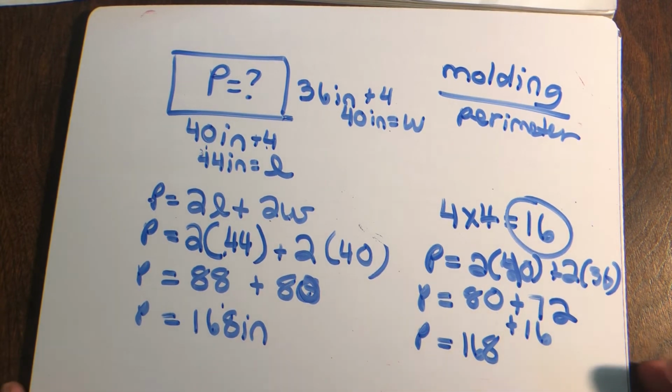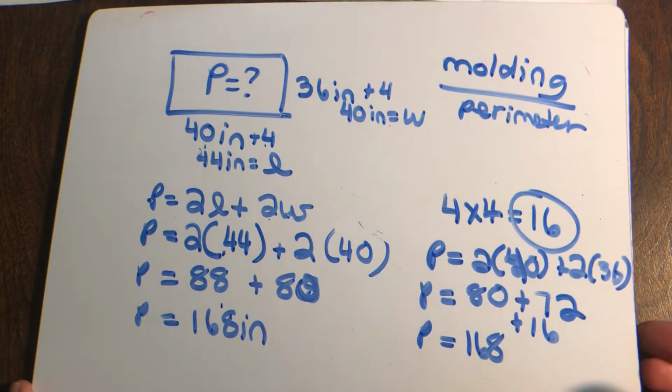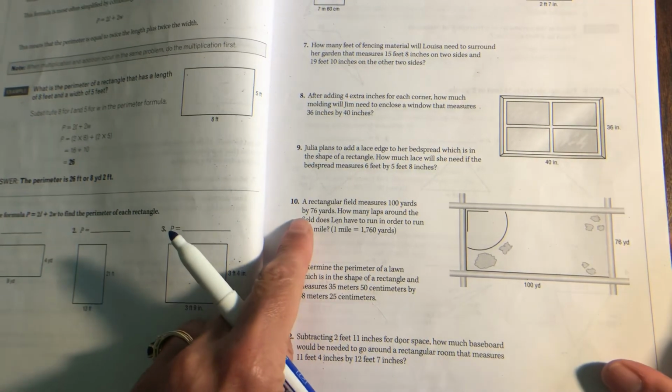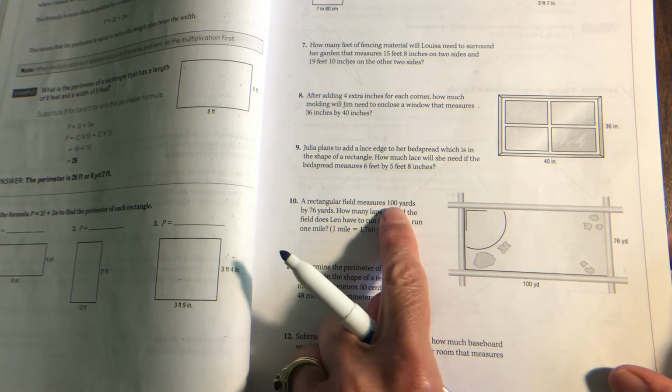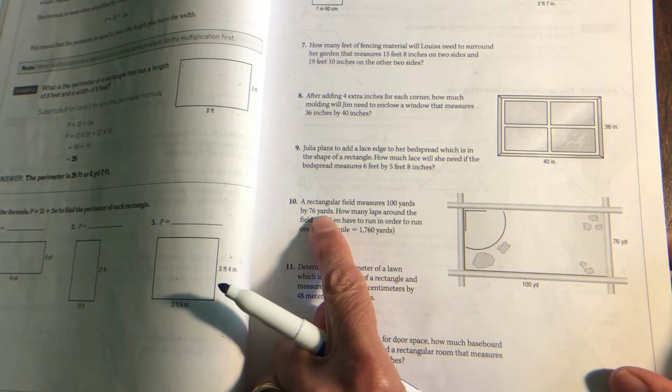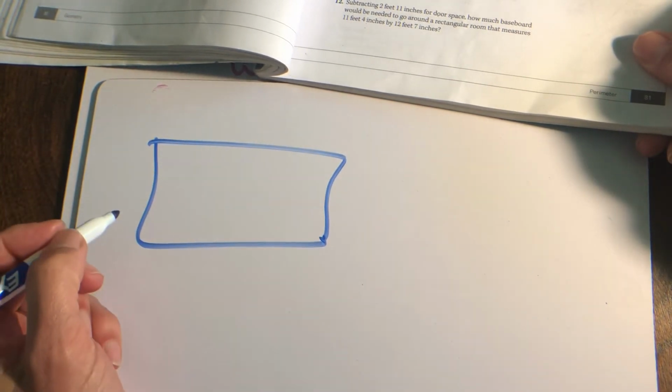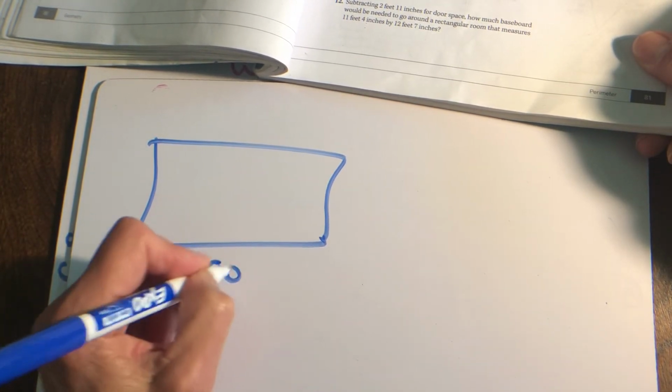All right, let's try to do one more here quickly. And it's a little bit less straightforward, I guess. And that's this one, number 10. It says a rectangular field measures 100 yards by 76 yards. So they told you the shape, it was a rectangle. So if it were me on my test, I would be already drawing that rectangular field. And it measures 100 by 76.